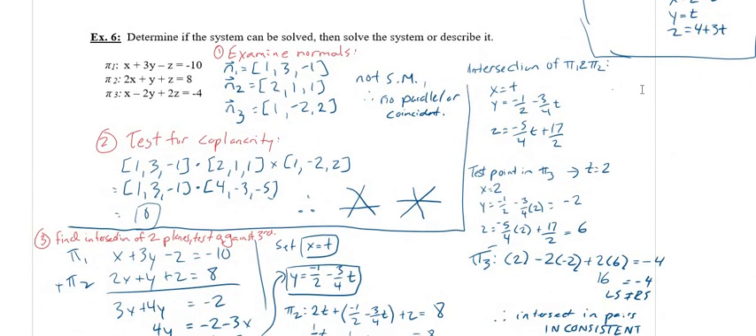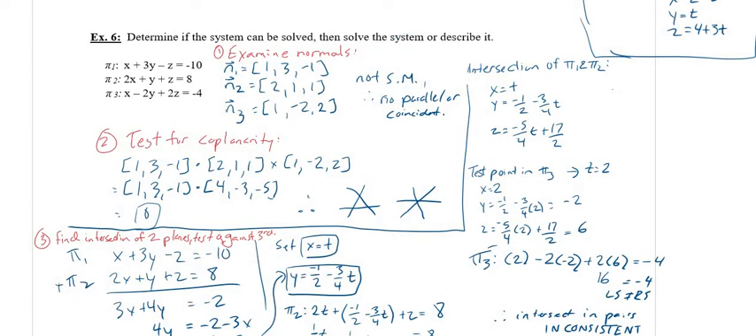Let's go on to example 6. It asks us to, again, determine if the system can be solved, then solve the system or describe it. So just like before, we're going to start by examining the normals, and if we need to, start testing for coplanarity. So start by looking at the normals. In this case, they are not scalar multiples, so we know that they have to be either parallel or coincident, just like the last problem.